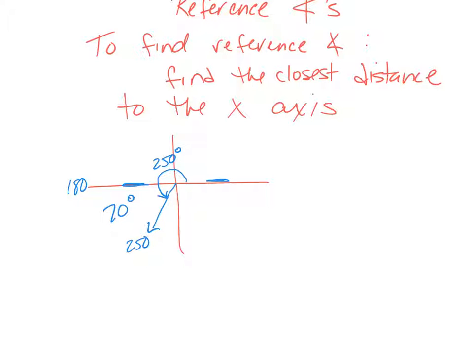Okay? Let's say I have an angle here, negative 60 degrees, right? What's the closest distance to get back up to the x-axis? Positive 60. 60 degrees. Reference angles are always positive.